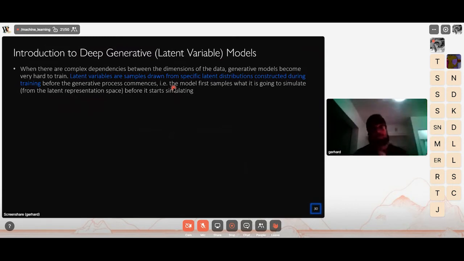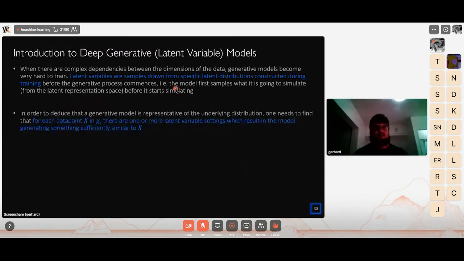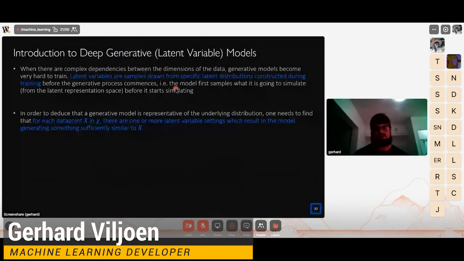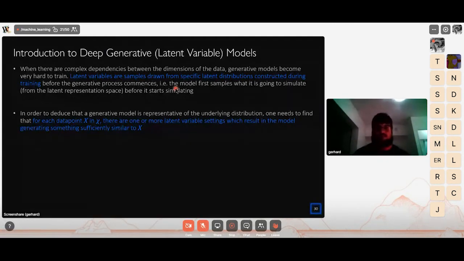So when there are complex dependencies in the variables in your input data, these generative models become very hard to train. So essentially we want to draw samples from a latent distribution constructed during training. We have this encoding network that gives you the latent space, and before we start generating back from that latent space, we want to sample from the latent space first. So basically the model samples from the latent space and then generates a new image.